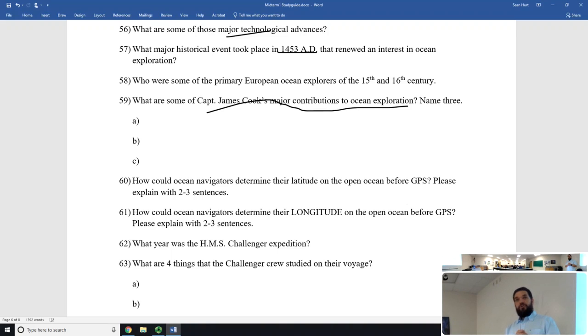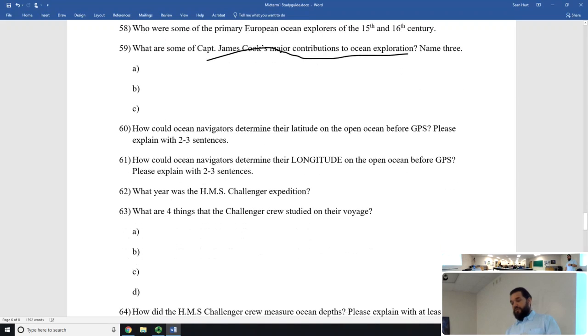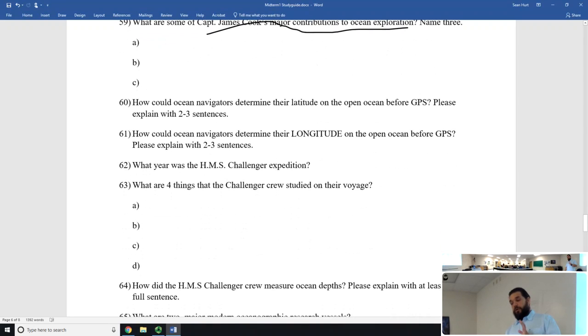So how could ocean navigators determine their latitude and longitude on the open ocean before GPS? You just want to mention here, you don't have to go into great detail, but latitude they can get by the North Star. The angular distance above the horizon of the North Star gives you your latitude. Okay, so that's one easy way you can do it.